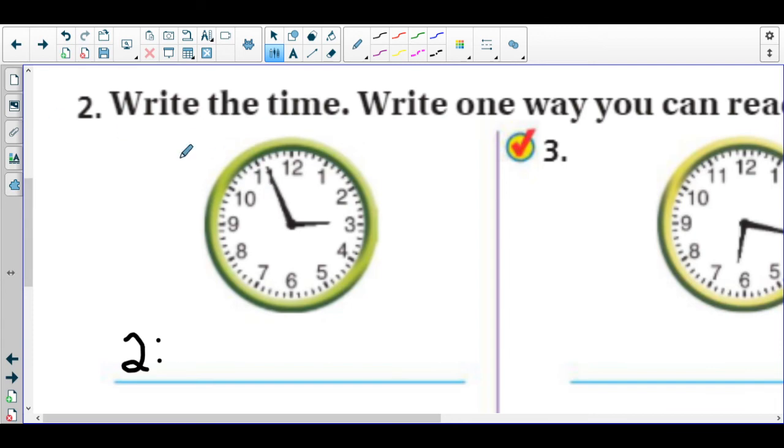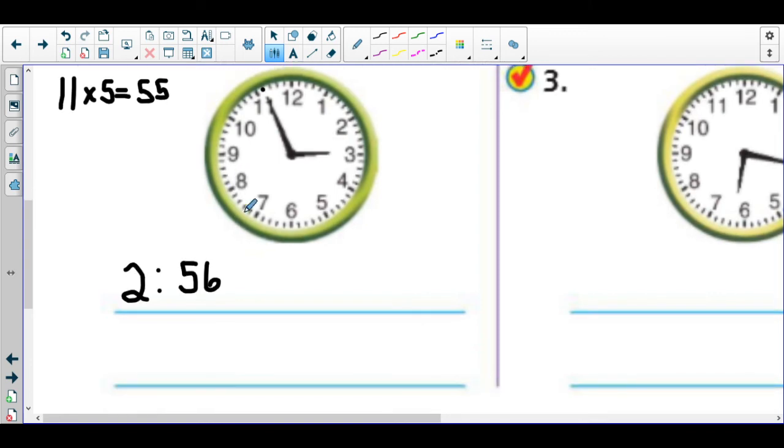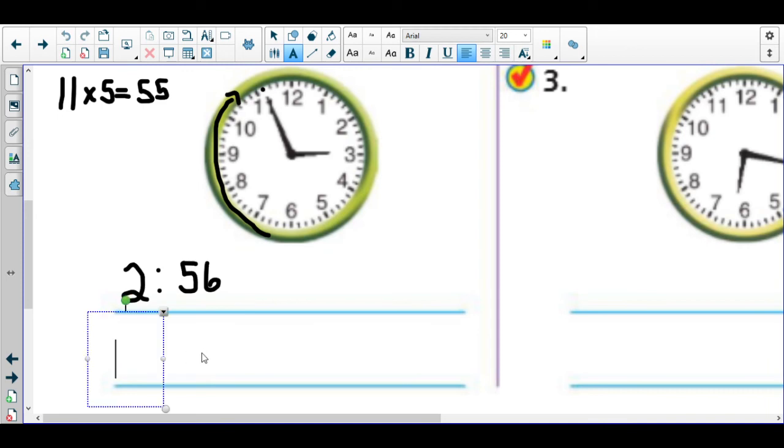Okay. Or I could have said, hey, it's after the 11. And 11 times 5 is 55. And then count one more right there to get to the 56. So 56 is one way that we can write it. The other way, since the minute hand is on this side of the 6, that's what we call the bottom of the hour, approaching the top of the hour, I would write that as, let's see, 56.